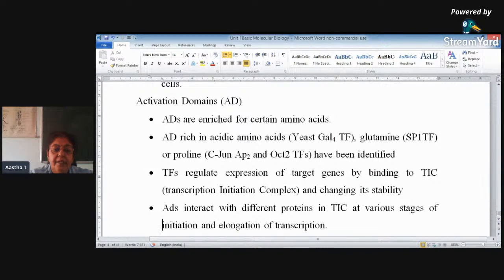These transcription factors regulate expression of target genes by binding to the transcription initiation complex, commonly known as TIC, and change its stability. So first, at the time of initiation of transcription, as we are going to see, several factors come and attach to the initiation site. So transcription factors of this activation domain type help in the regulation of expression of the transcription initiation complex or the target genes.